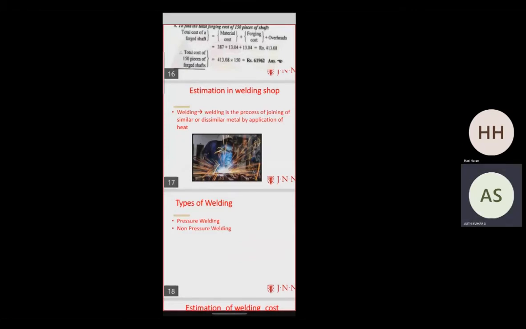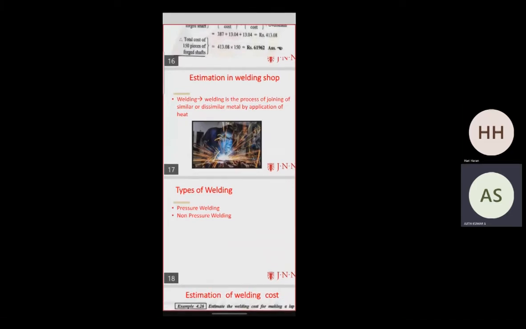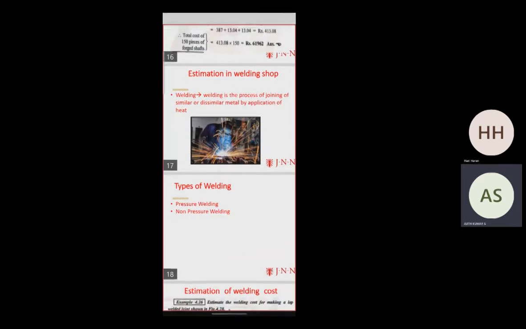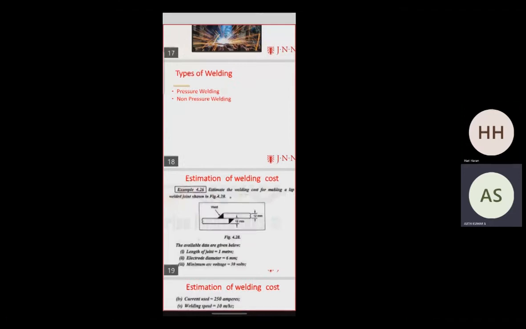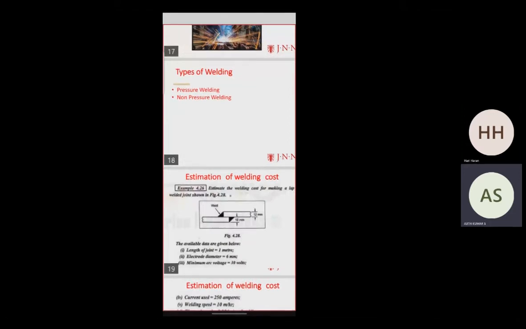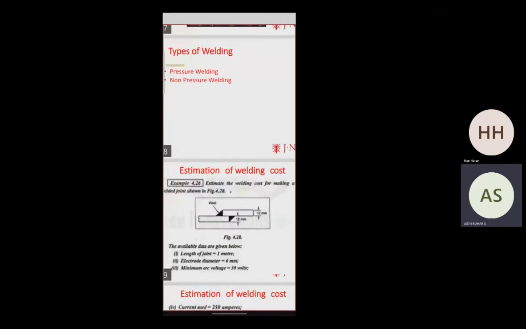So, estimation of welding cost. Next, we are going to see about welding cost. Here you can see: estimate the welding cost for making a lap welded joint. In figure 4.28, they have given the figure. Here you can see the weld is a lap joint. So for that we have to find the welding cost, and the available data are given below.